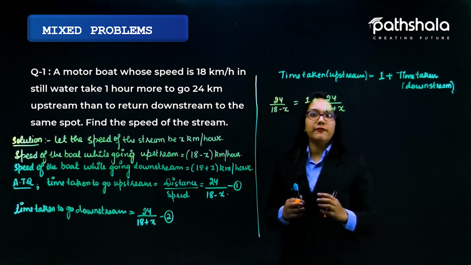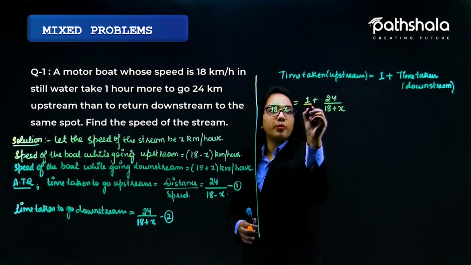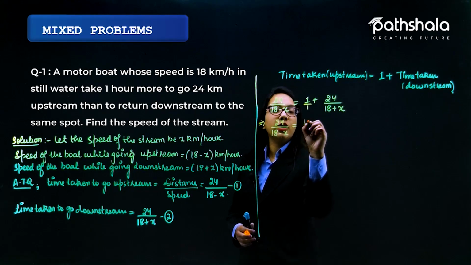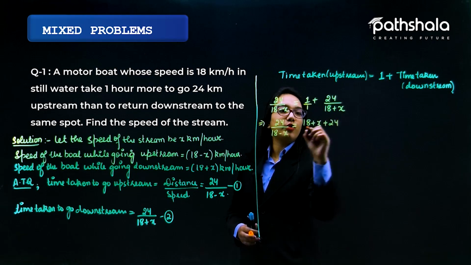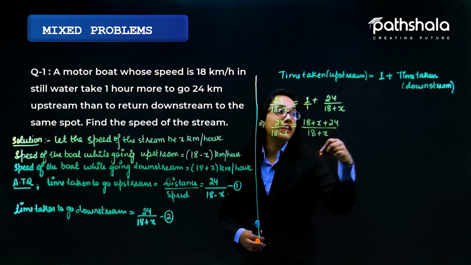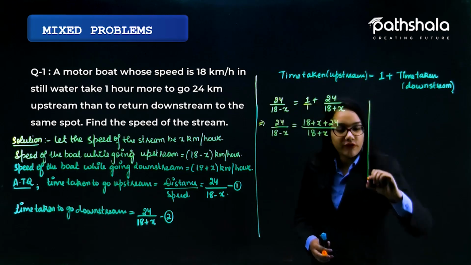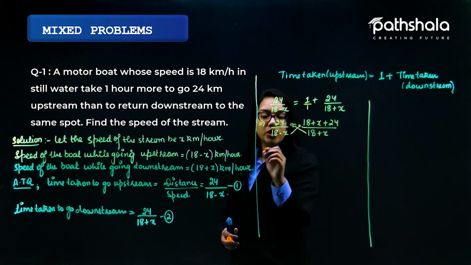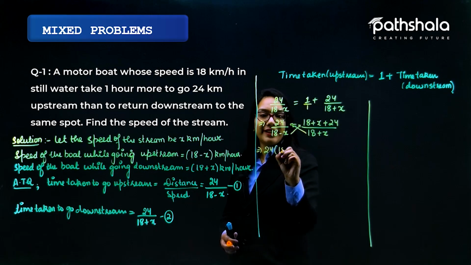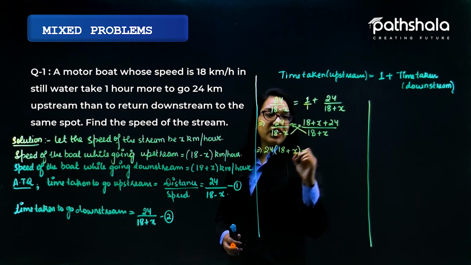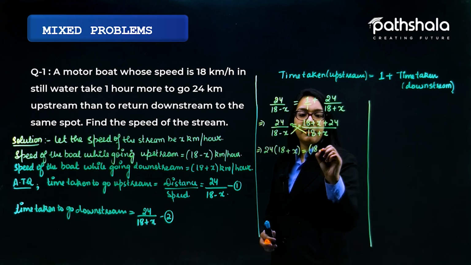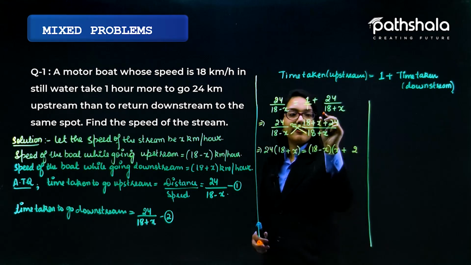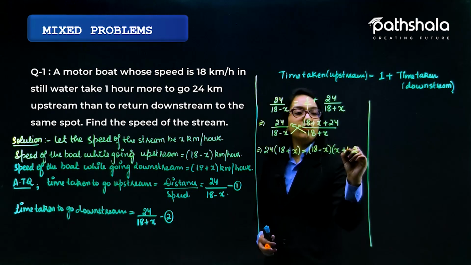Now let's sort out the formation. Let's take the LCM first. So 24 by 18 minus x is equal to 18 plus x plus 24, divided by 18 plus x. Taking the LCM here, now let's cross multiply the terms. So this would be 24 times 18 plus x, which is equal to 18 minus x times x plus 42.